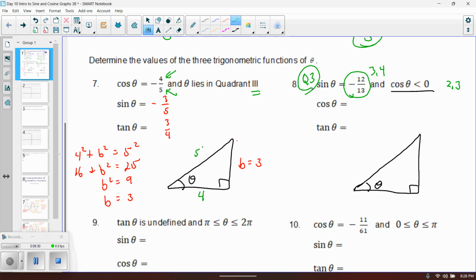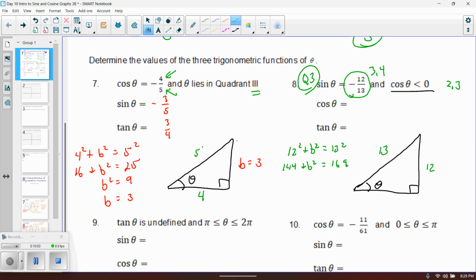Let's go back to our triangle. Sine is opposite over hypotenuse, so the opposite side is here, that's 12. The hypotenuse is here, that's 13. Okay, once again, if you use Pythagorean theorem, you're going to get 12 squared plus b squared equals 13 squared. Well, 12 squared is 144. B squared is still just b squared, and 13 squared is 169.